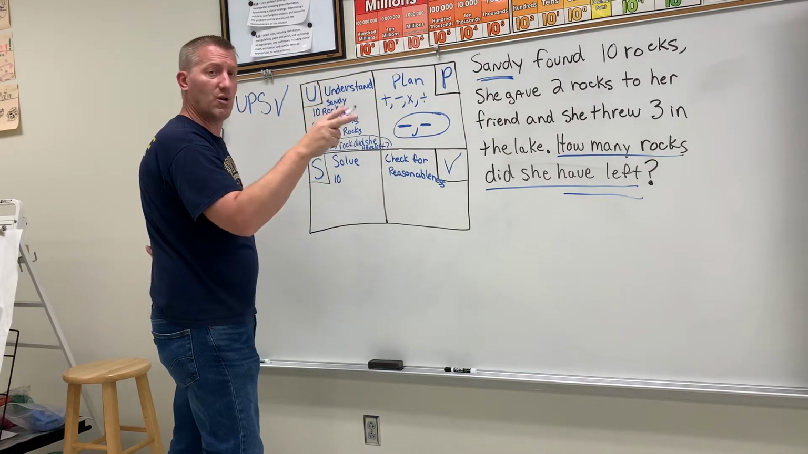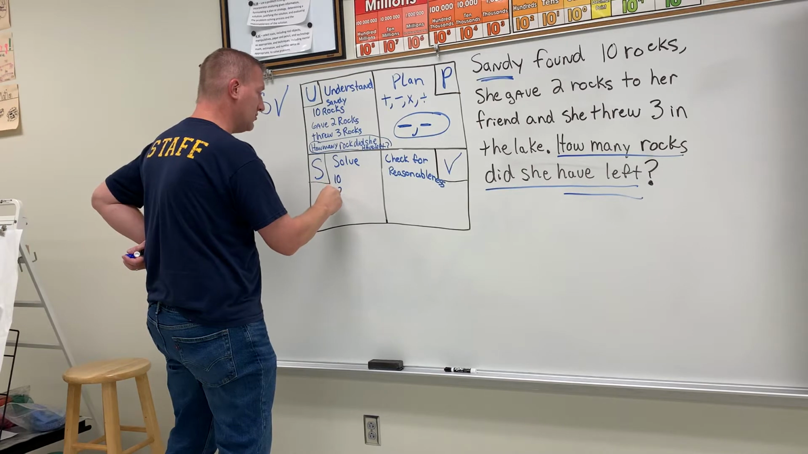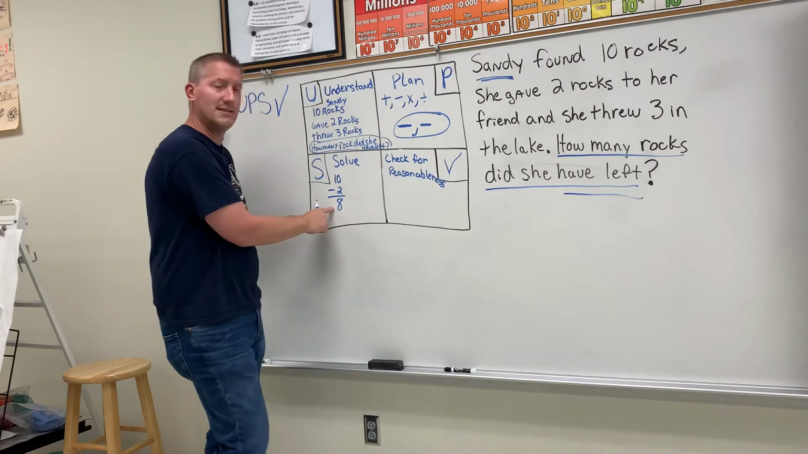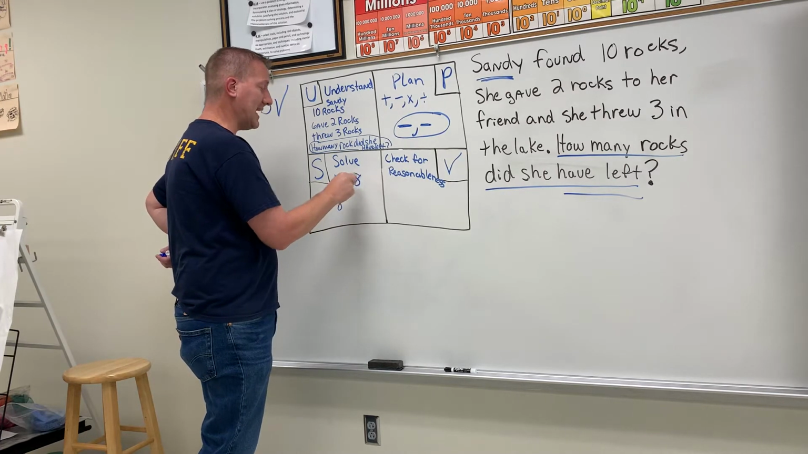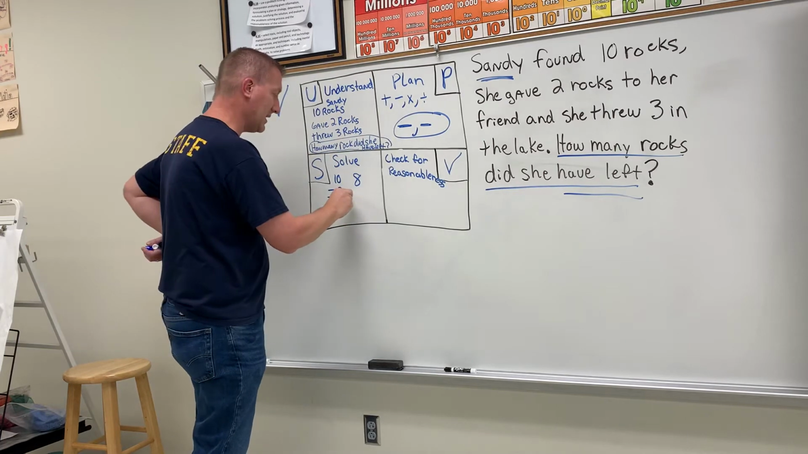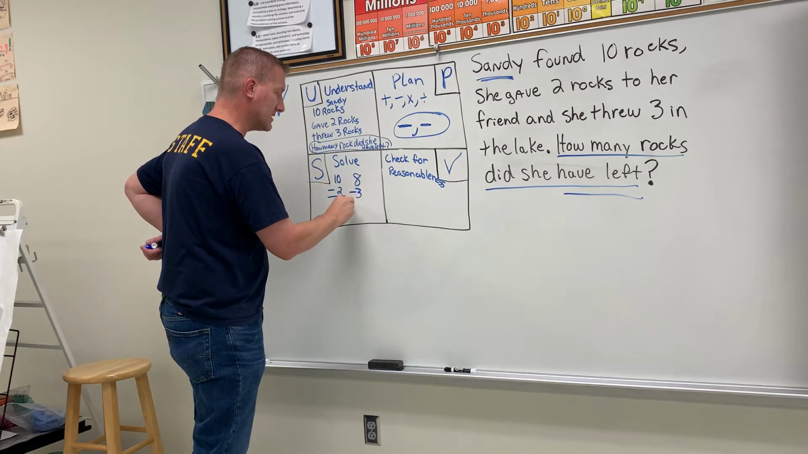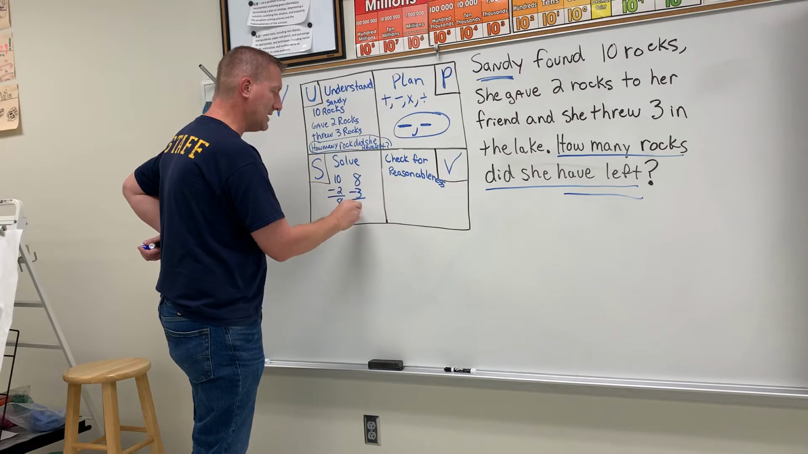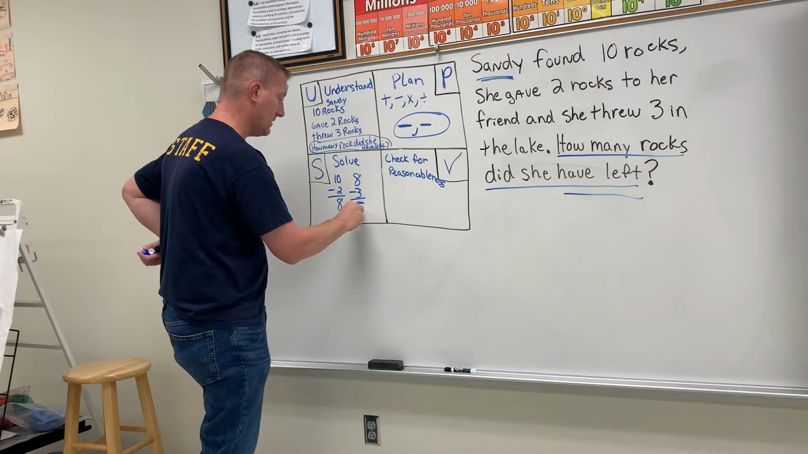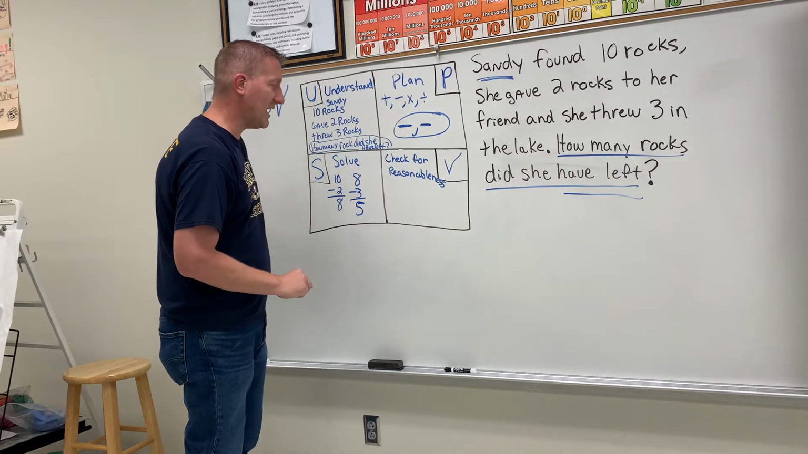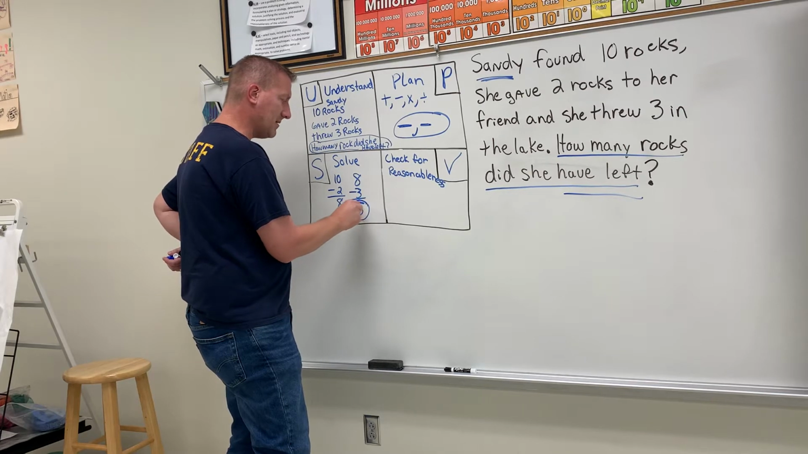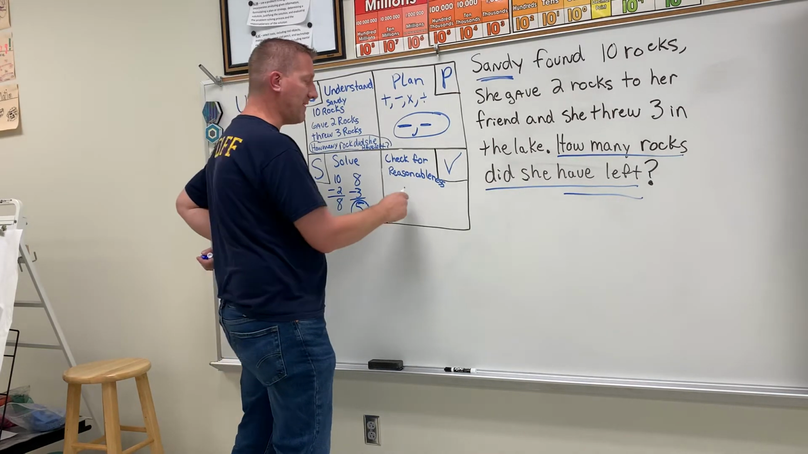She threw or gave 2 to her friend. So I'm going to do 10 minus 2. And you should know that's 8. Then I'm going to take the 8 rocks, and she throws 3 in the lake. So that's another minus. Minus 3. 8 minus 3 is 5. You know it. Okay, that's 5. So it looks like my answer is going to be 5.